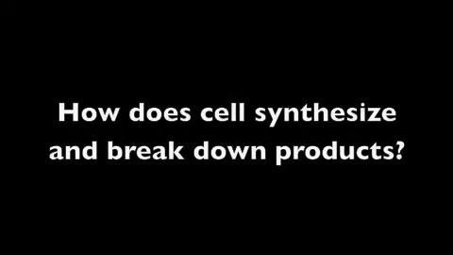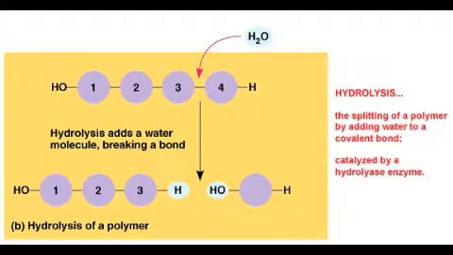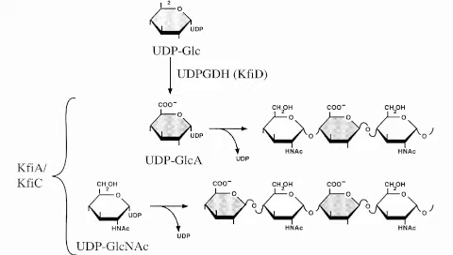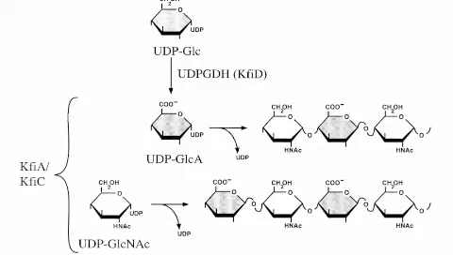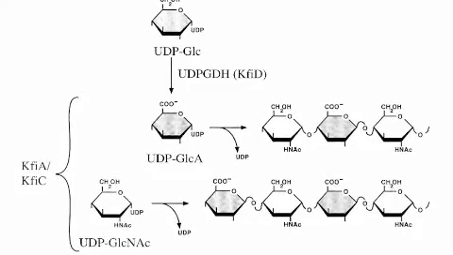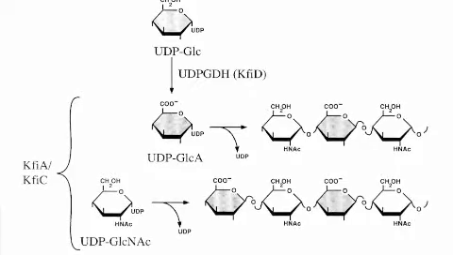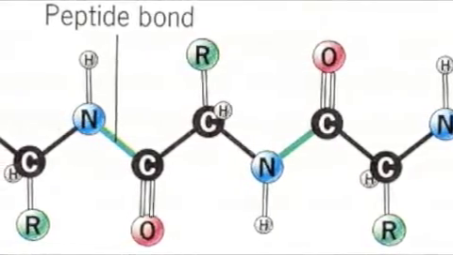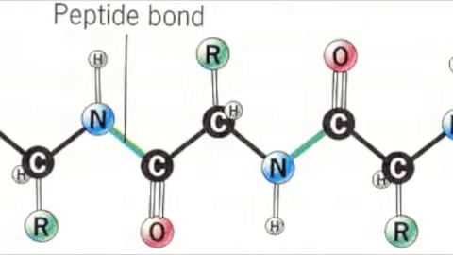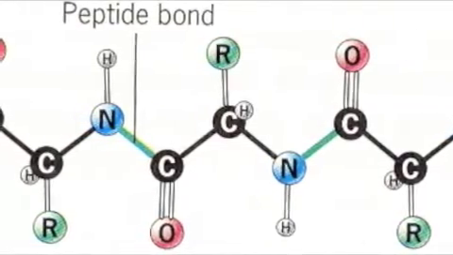How do cells synthesize and break down products? The second topic we'll discuss today is regarding the 2 processes named dehydration synthesis and hydrolysis. If you look at the structure of a carbohydrate, protein, and nucleic acids, you notice that they're all polymers. This means that it's crucial for cells to be able to synthesize monomers to form polymers, and on the other hand, to be able to decompose polymers to form monomers.